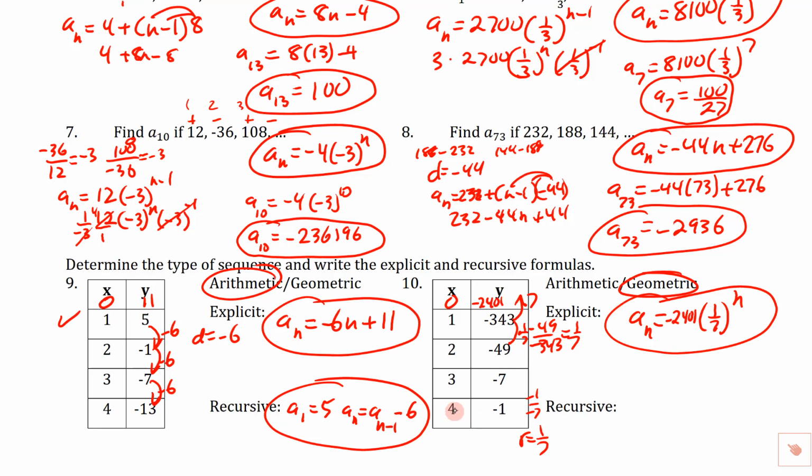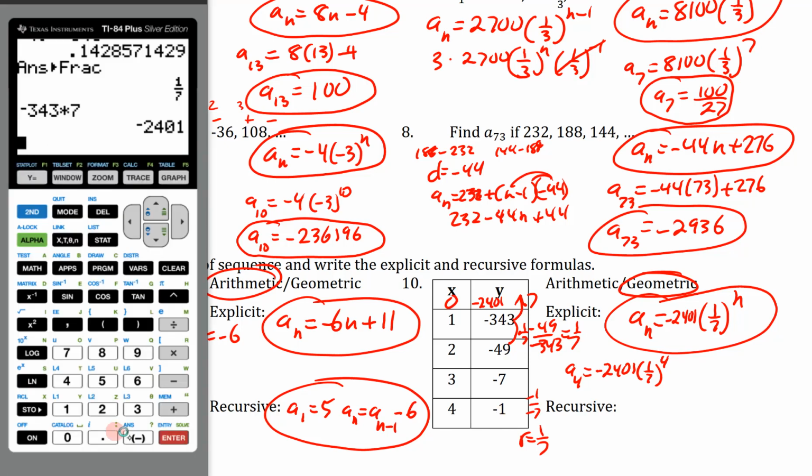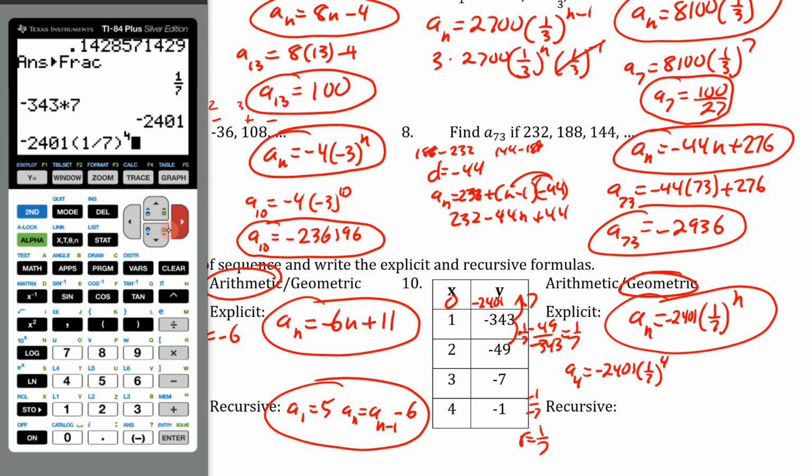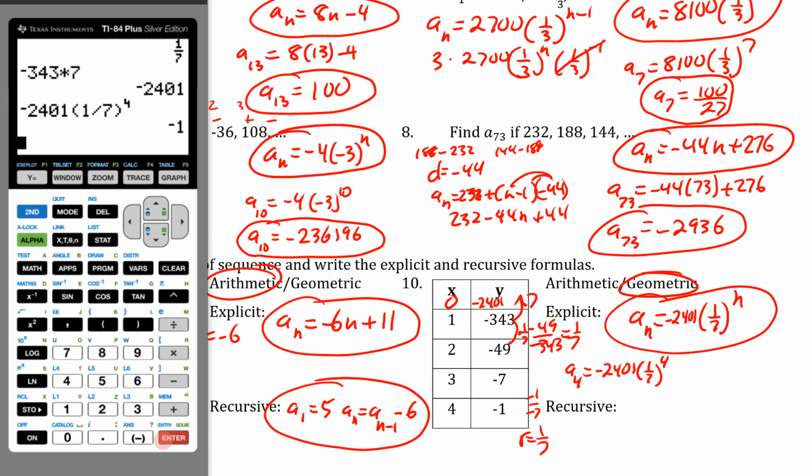Let's see what happens when we plug in a 4. So that means the 4th term should be negative 2401, and then this would be 1/7 raised to the 4th. Now, if we plug that in the calculator and it gives us negative 1, then we're in business. We know we got this right. So this is negative 2401, and then in parentheses, we're going to put 1 divided by 7. Again, if it gave me a decimal and I needed to change that to a fraction, I could do that. So let's just check and make sure that we've got this in here the right way. And lo and behold, it gives us the right thing. So we've got the correct answer.